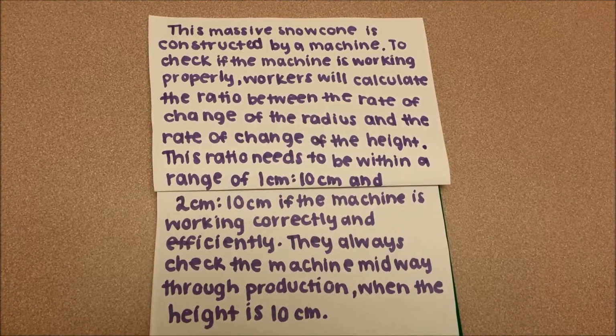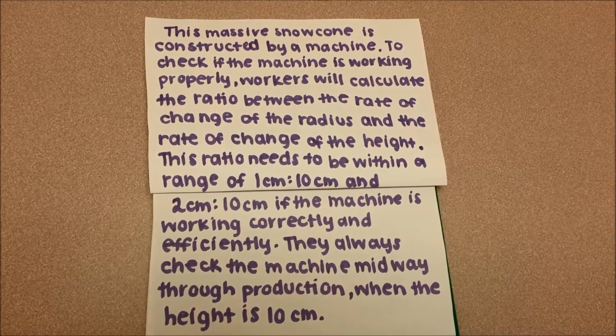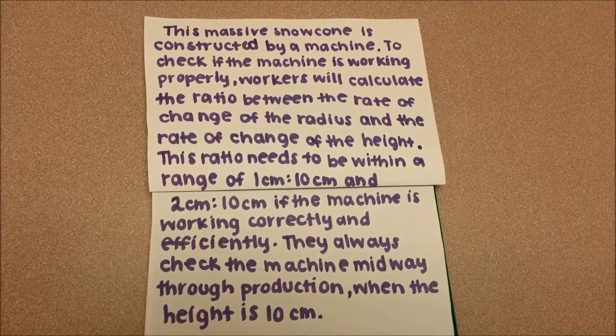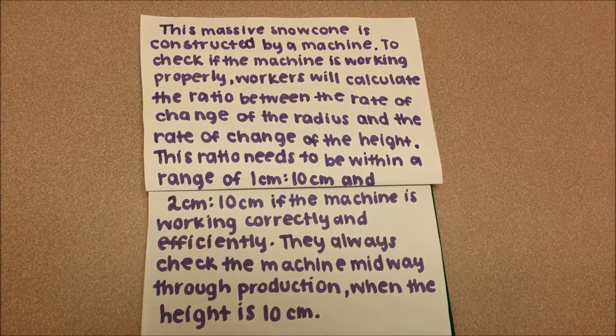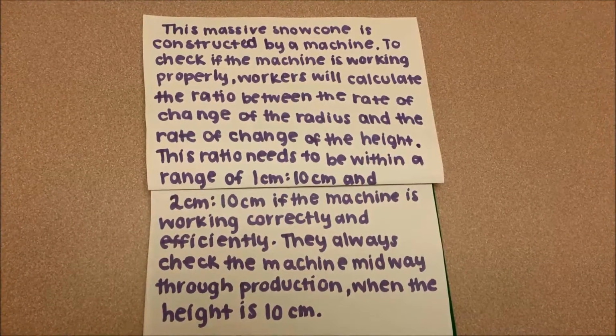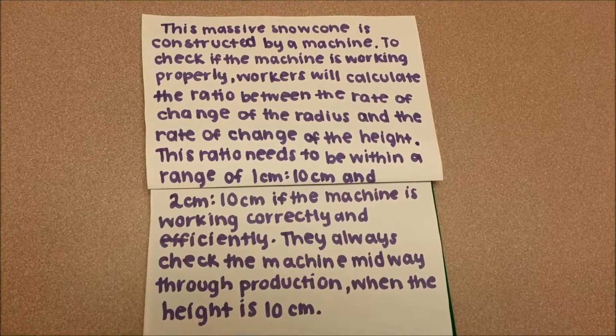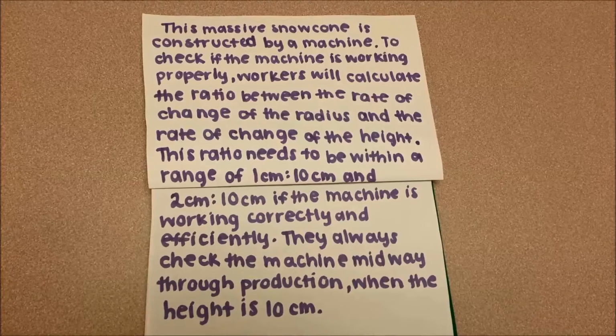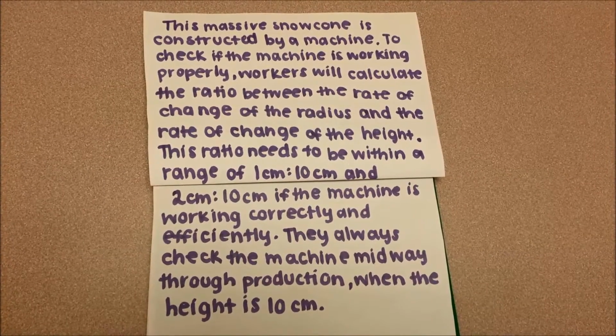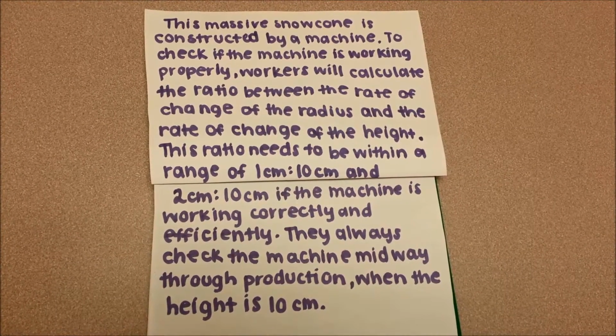This massive snow cone is constructed by a machine. To check if the machine is working properly, workers will calculate the ratio between the rate of change of the radius and the rate of change of the height. This ratio needs to be within a range of 1 centimeter to 10 centimeters and 2 centimeters to 10 centimeters if the machine is working correctly and efficiently.